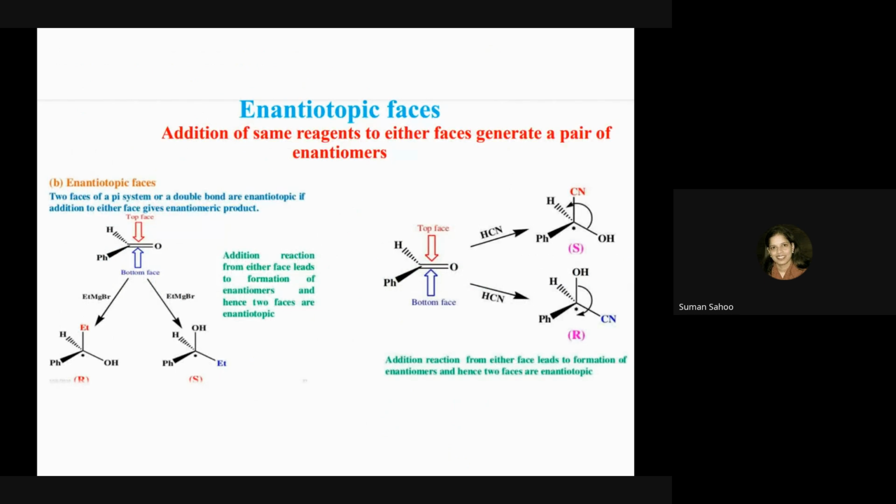So if you just see, if the ethyl group is going to attack from the top face, in the case of the Grignard reagent, then OH will come here, and the phenyl is already up, so ethyl would be here and OH. So that gives you R. And if it is going to attack from the bottom face, that is going to give you S.